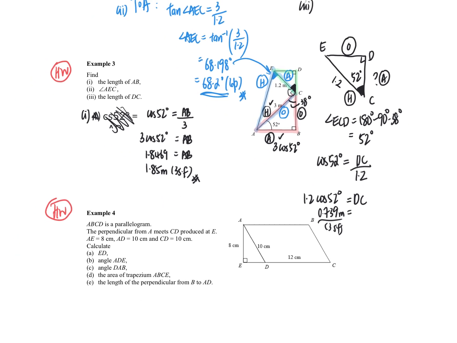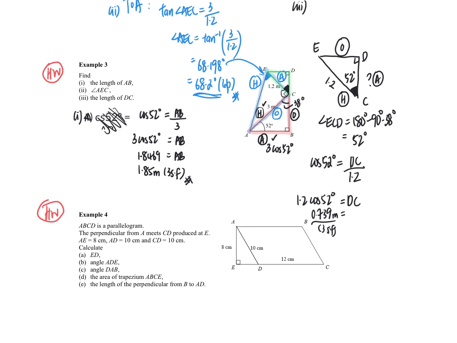Okay, last example. Parallelogram. A is perpendicular and it meets CD produced at point E. So CD produced just means I extend the line CD and they meet at E. So that's what the question is telling you. AE is 8, AD is 10, CD is 10. No, CD is 10 but here it's 12. So which one should we follow? You all use the 12, right? I'm sure you never read the question. Okay, so we change this to 12 then.